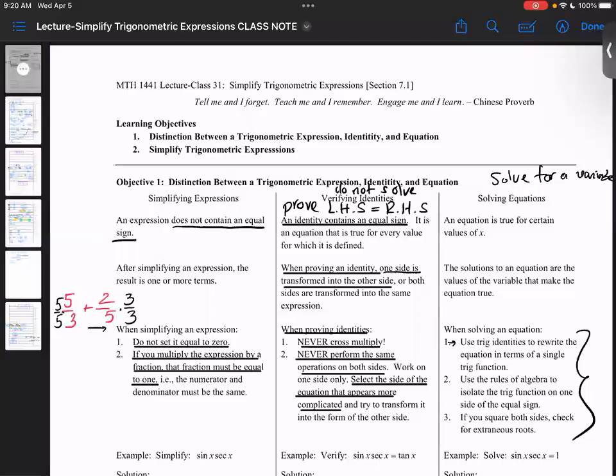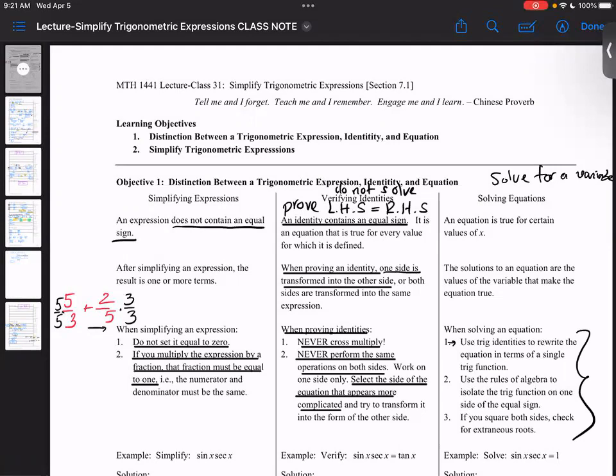Simplifying expression, proving identity, and solving equations. The three types, right? And then we're gonna go through that. So we did the expression, right? Simplify the expression. What you wanna do is you don't wanna solve for anything, right? Just try your best, simplify it as much as you can, right?